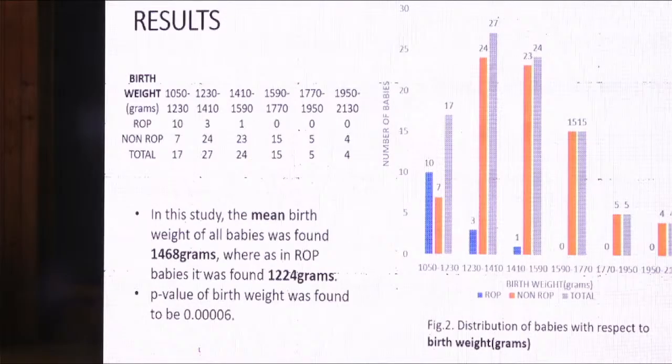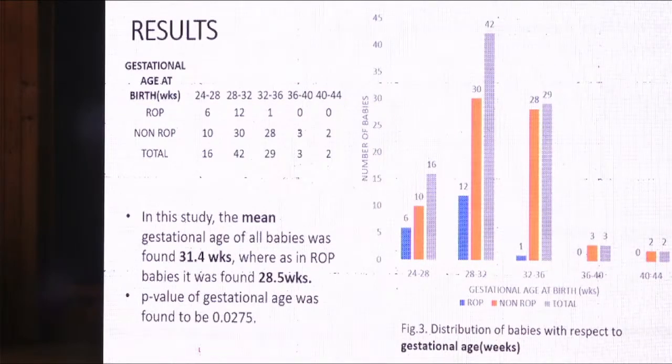This shows the distribution of babies with respect to birth weight. In this study, the mean birth weight of all babies was 1468 grams, whereas in ROP babies it was 1224 grams, and the p-value of birth weight was found to be very significant. This is the distribution of babies with respect to gestational age at birth. The mean gestational age of all babies was 31.4 weeks, whereas in ROP babies it was 28.5 weeks. The p-value of gestational age was also found to be significant.